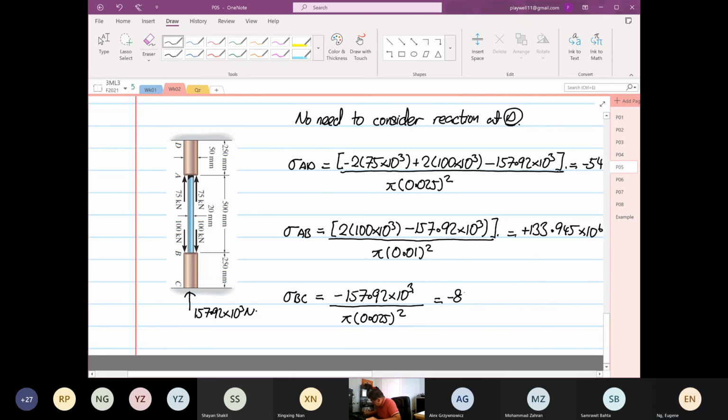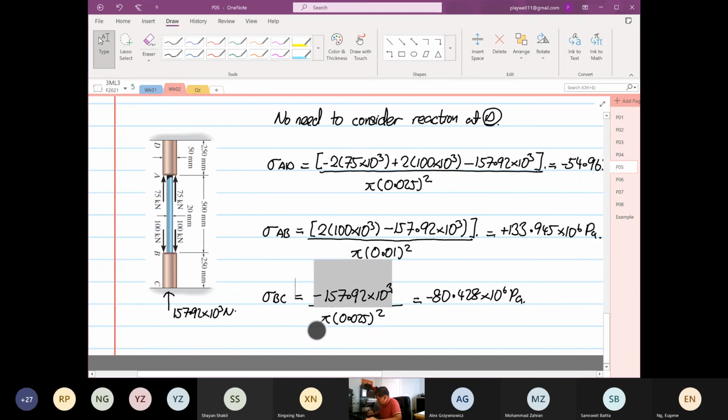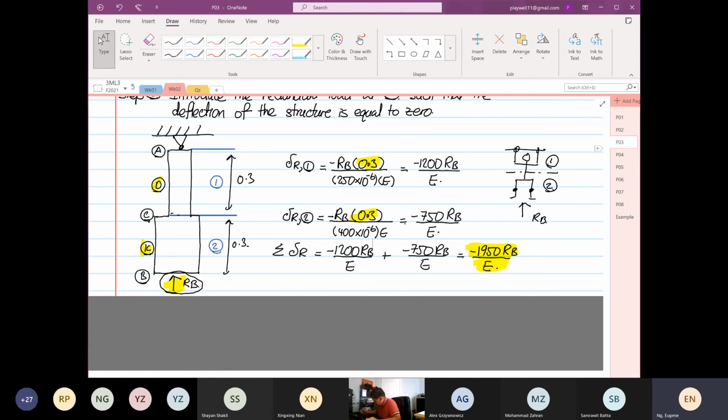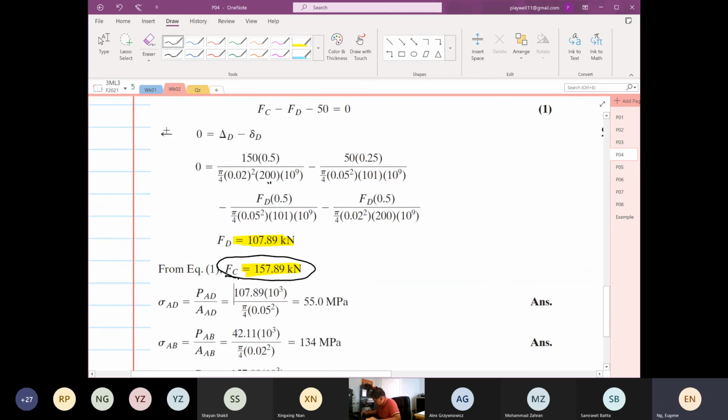Okay, minus 80.428 times 10 to the power 6 Pascal. Okay, so these are the stresses acting in each section. Okay, so if we were to compare the answer, I believe it's the same, right?